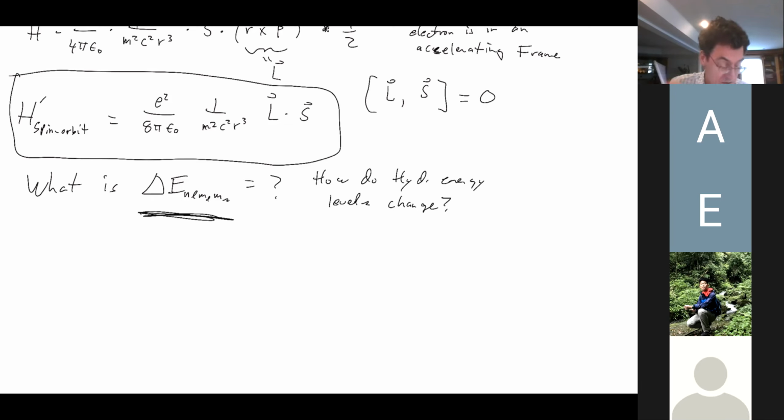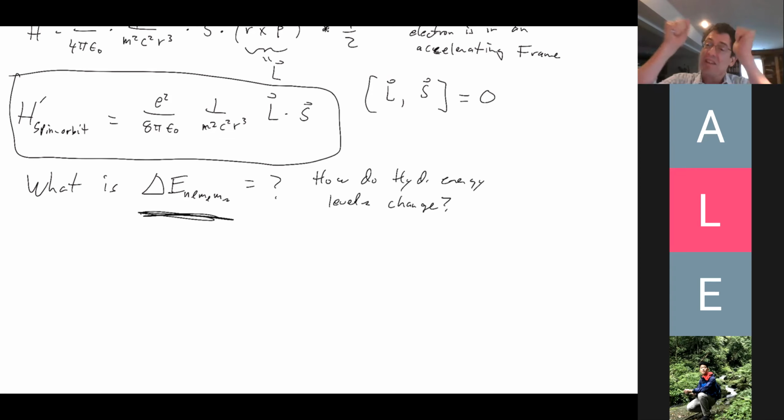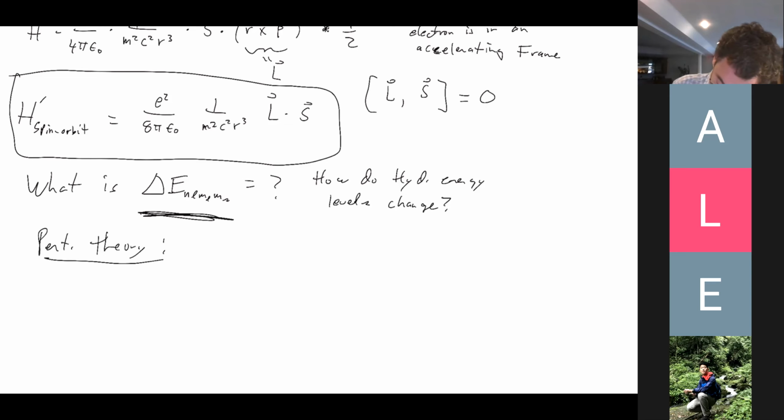Okay, so what are we going to do? How are we going to figure that out? What are we going to use? Somebody tell me. What technique will we use to figure out the change in the energy levels of a hydrogen atom due to this new term in the Hamiltonian? Perturbation theory? Yay, that's right. Because we're going to use perturbation theory, PERT theory. Because we're going to have H equals H naught plus H prime, where H prime is the spin orbit term. Okay, the spin orbit coupling.